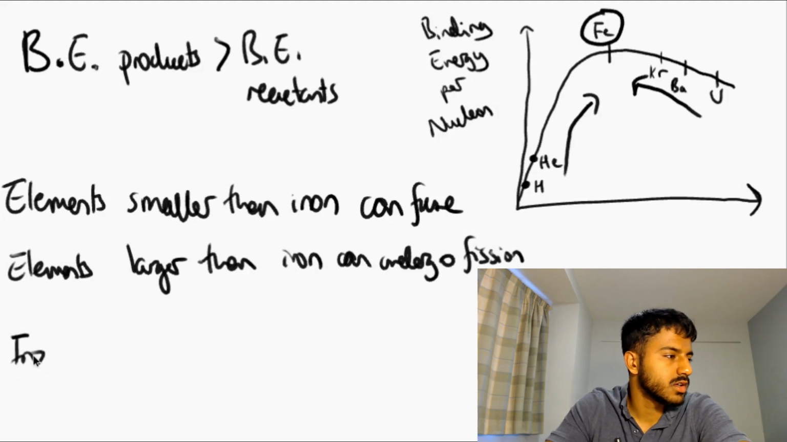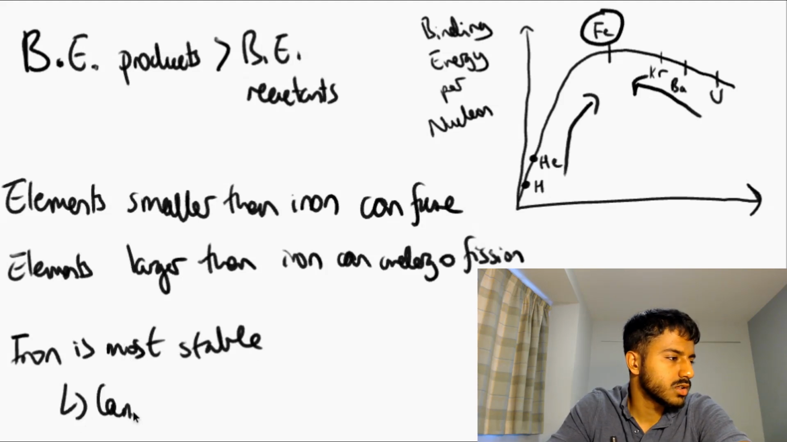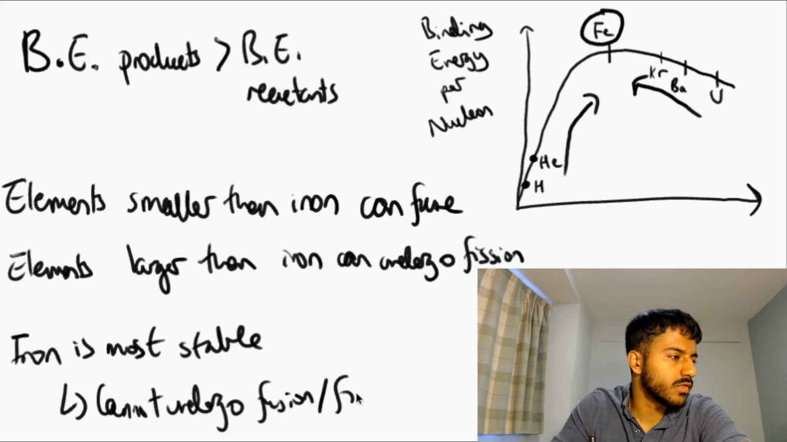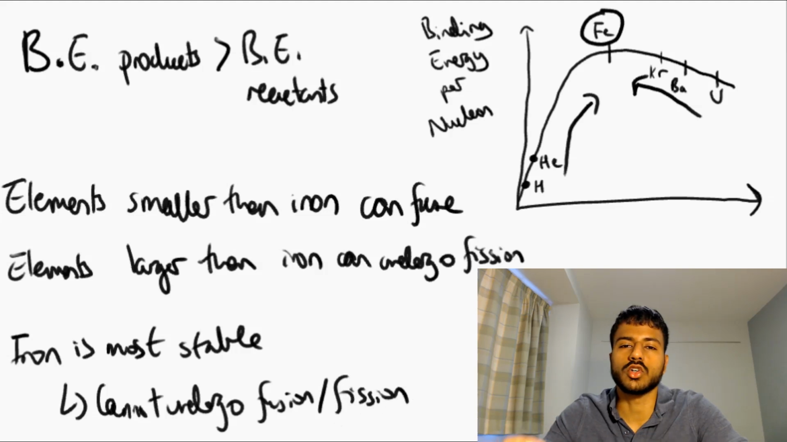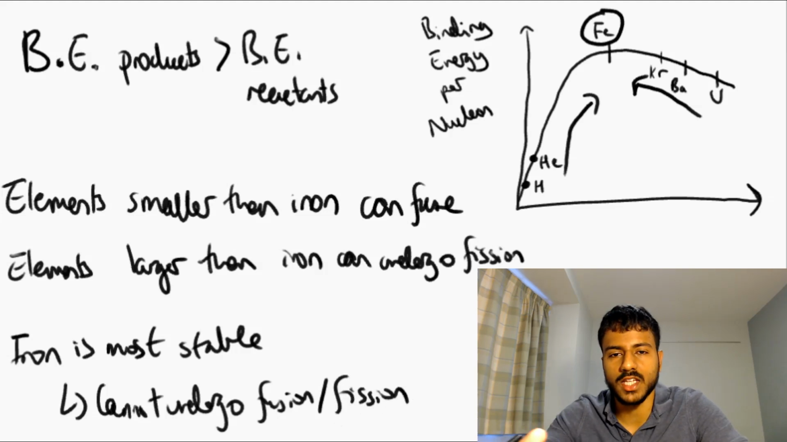So iron is most stable and it cannot undergo fusion or fission. This is because it has the highest binding energy possible.